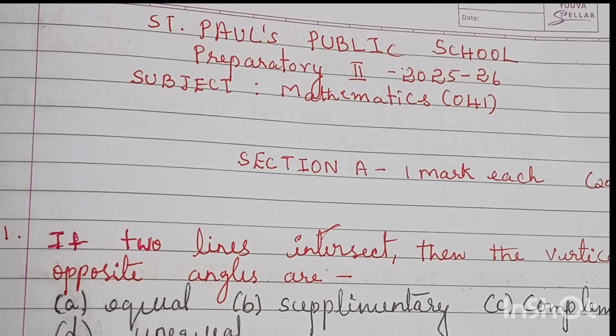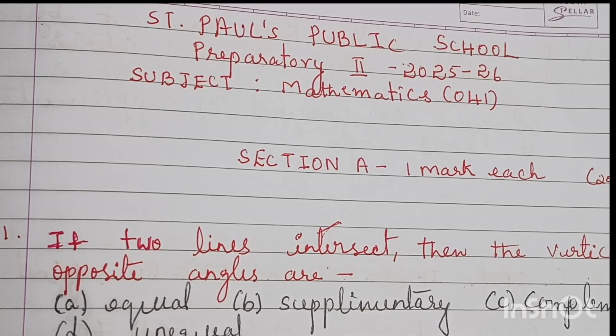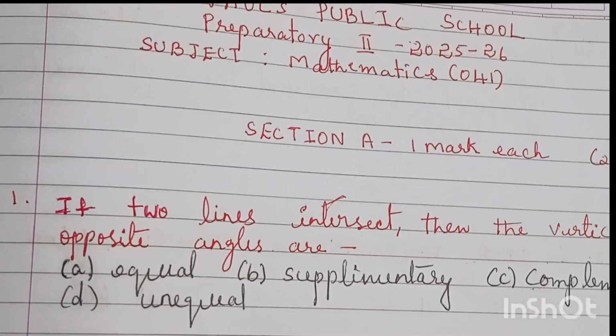Children, this is the preparatory question paper for mathematics. The preparatory question paper looks just like the final exam question paper. Class 9 CBSE. This is Paul Public School's preparatory paper.